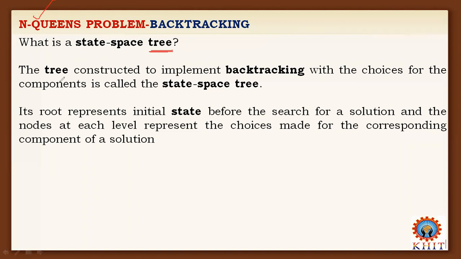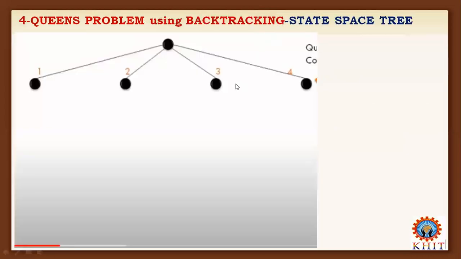Okay. What is meant by a state space tree? The tree constructed to implement backtracking with the choice for the components is called a state space tree. So the state space tree we will draw with an example. Now consider there is a 4 queen problem, with a 4 by 4 chessboard. So this is the initial root node.